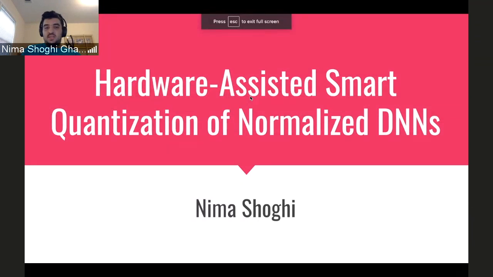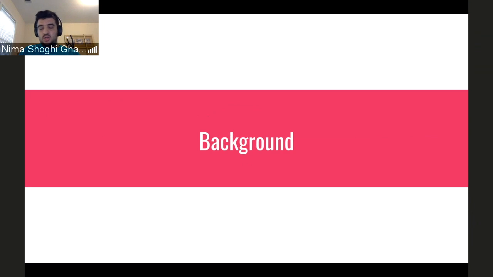My project is about hardware-assisted smart quantization of normalized DNNs. I'll start off with a little bit of background on deep neural networks and deep neural network training.